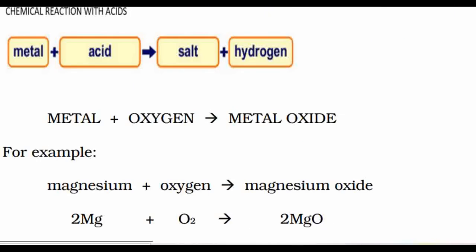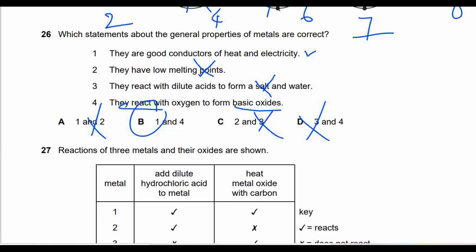So metal plus oxygen will form metal oxide. Let's take the example: magnesium plus oxygen will form magnesium oxide. Well, metal and acid will form salt and hydrogen. That will explain why. Metal oxide is basic oxide.